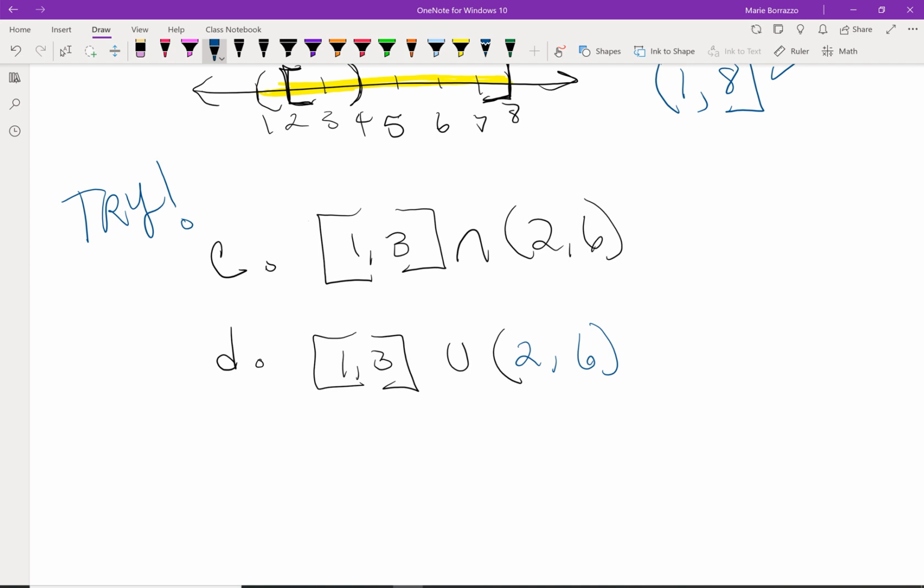So pause the video, and here's a solution. The solution is you're going to have 1 comma 6 not inclusive. That's the answer for the last one. And for this part C, your answer should be 2 comma 3 inclusive. All right.